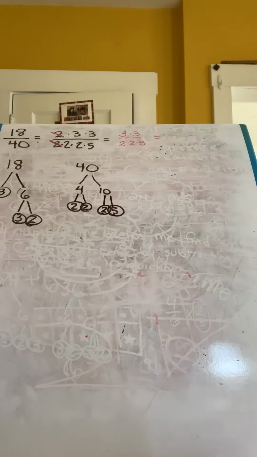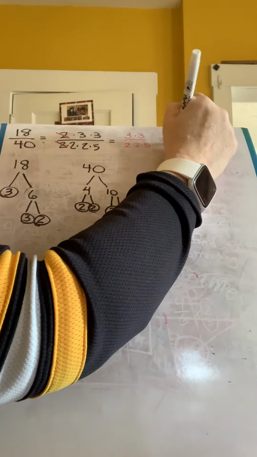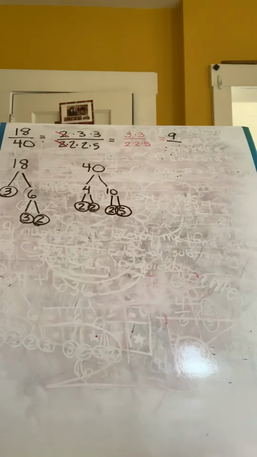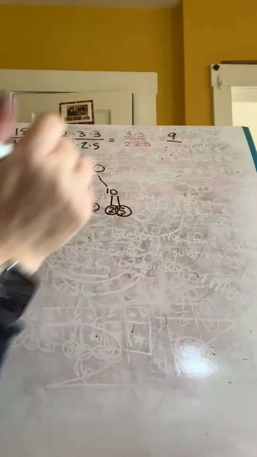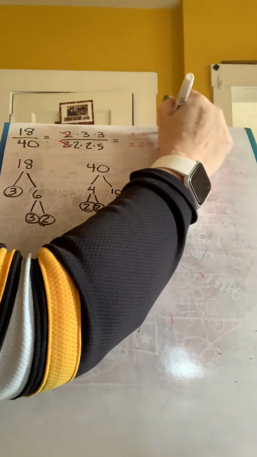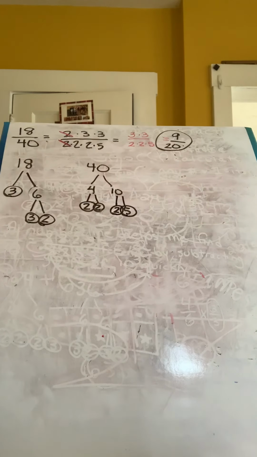All right, 3 times 3 is 9. 2 times 2 times 5. Well, 2 times 2 is 4. 4 times 5 is 20. 9 twentieths. 18 fortieths simplified is 9 twentieths.